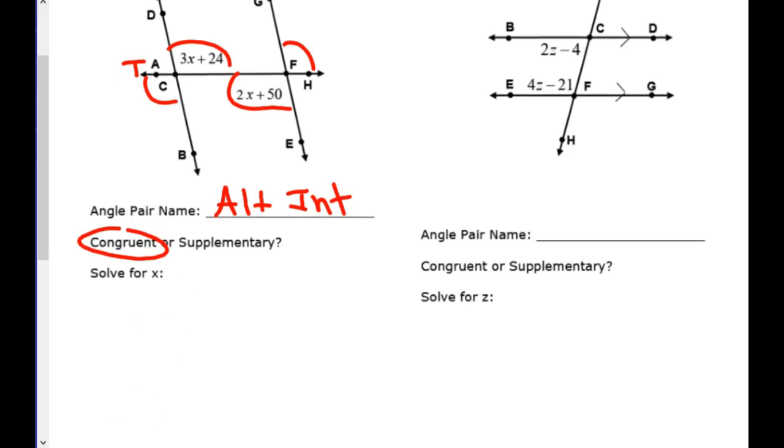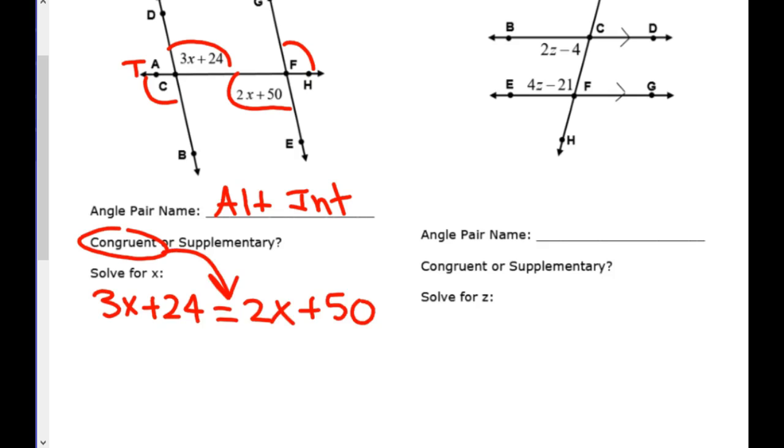Is everyone following along? New stuff, right? Got to stay focused. So 3x plus 24 equals 2x plus 50. Remember, equal sign when they're congruent. Okay? Writing this down. So, we got to be able to solve when x is on both sides of the equation.